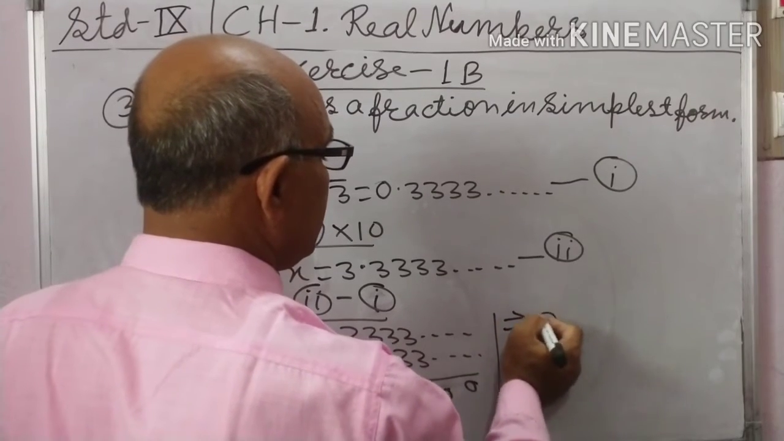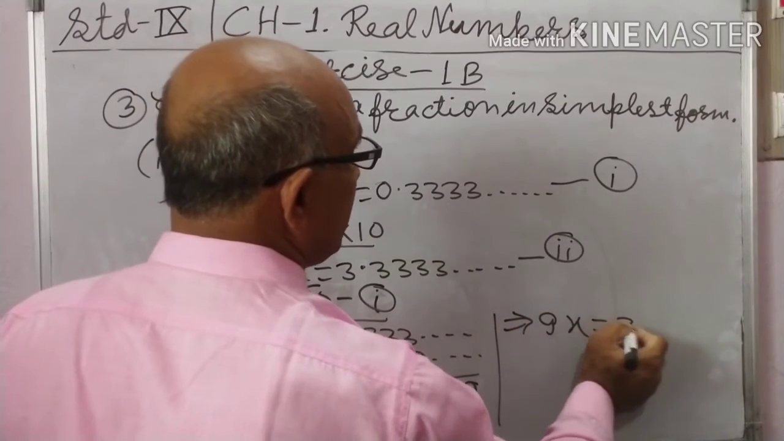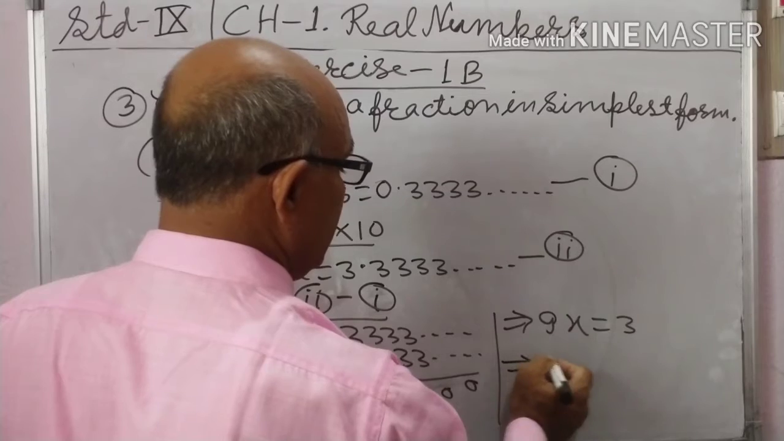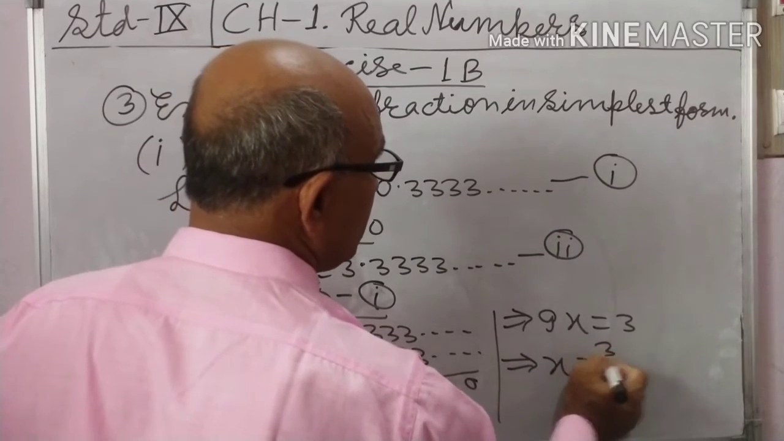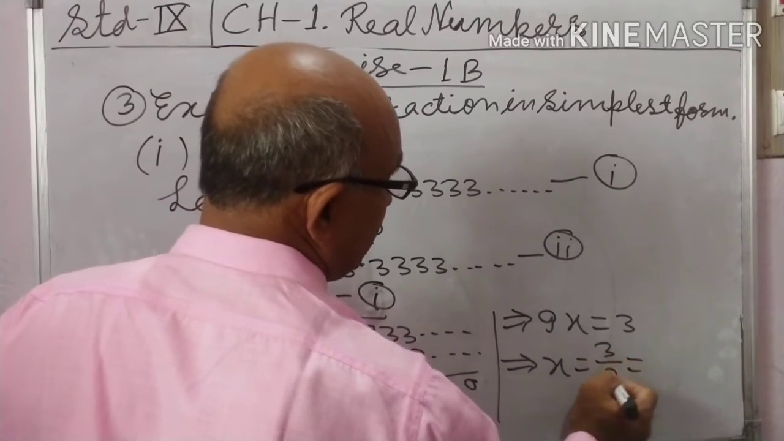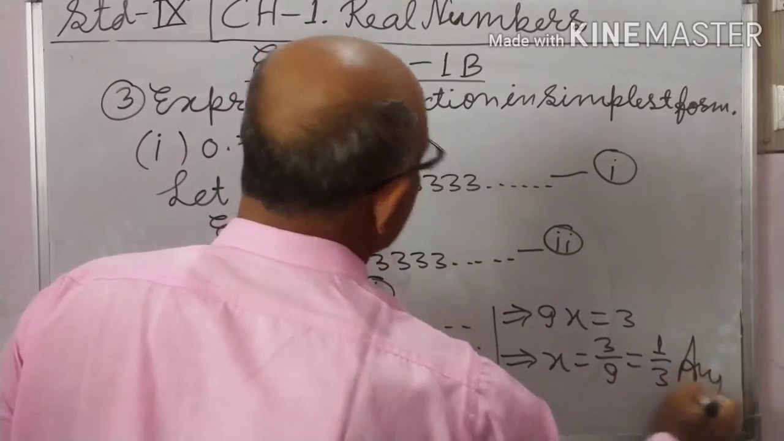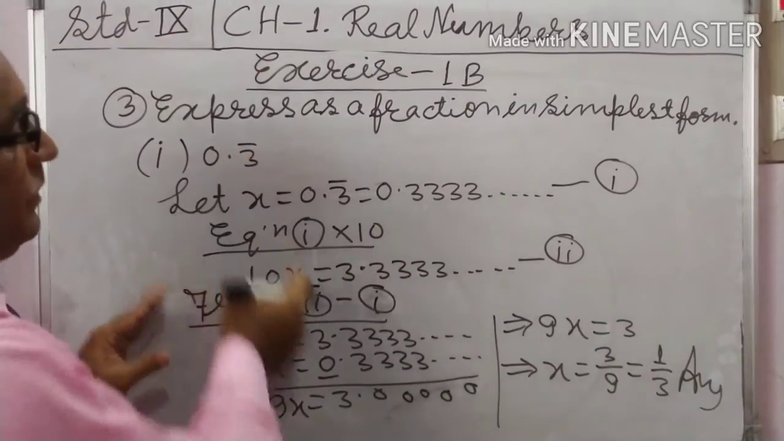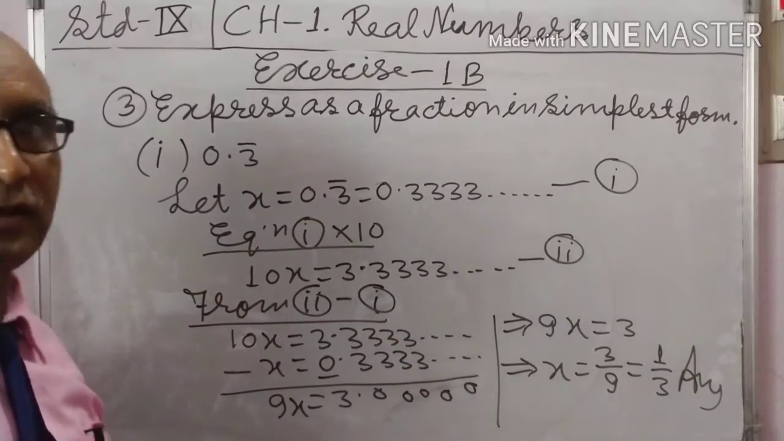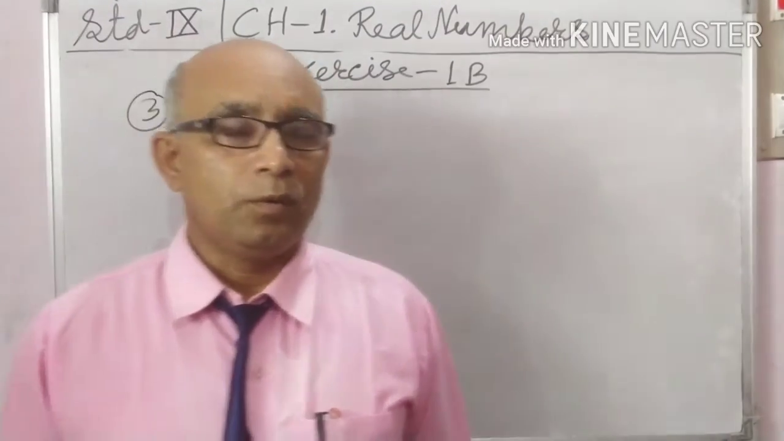That implies 9x equal to 3. That implies x equal to 3 by 9. 3 3s are 9. So 1 by 3 is the answer. 0.3 bar means 1 by 3, answer. Right? Students, next question is question number 4 of 3.